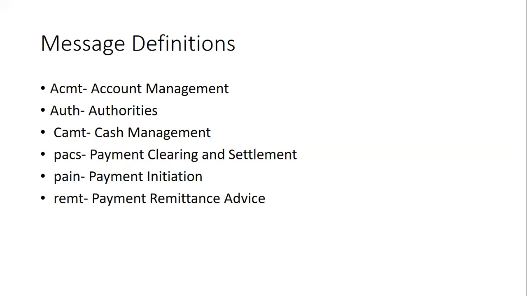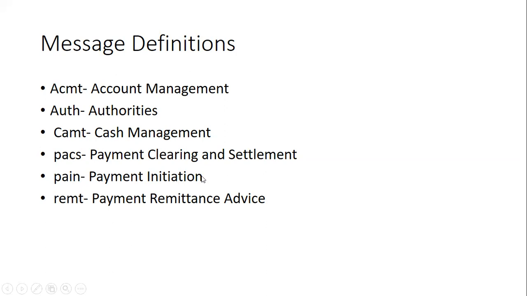So there are certain message definitions for each of the business domains, like ACMT is for the account management, AUTH is for authorities, CAMT is for cash management. So if it is CAMT.053, that means MT940, that is your account statement reports. Similarly for payment clearing and settlement, that corresponds to your PACS. So the message PACS.008 means customer credit transfer payment message, which is equivalent to that of our MT103, and so on. There are multiple messages over there. We'll understand in a while.